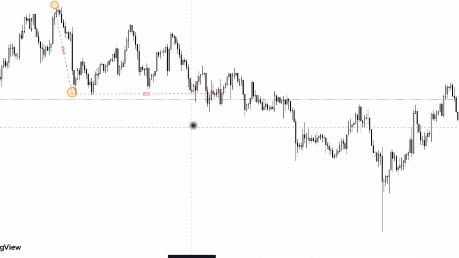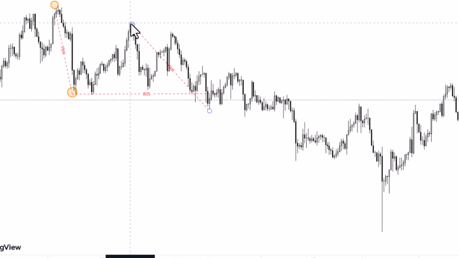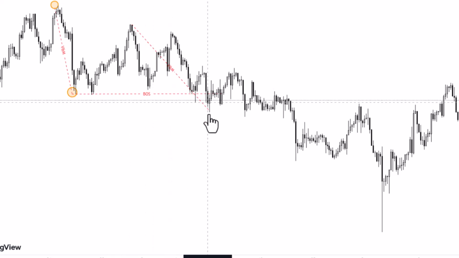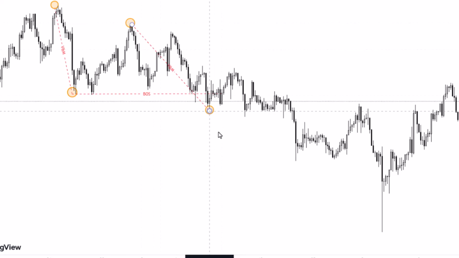Okay, now we have found another new low. When the market created that low here, it retraced all the way to that point. Okay, that was the lowest high which the market created before it finally broke structure to the downside. Let's highlight this low. You see, we have the first structure which was created, and we have another structure which was created.